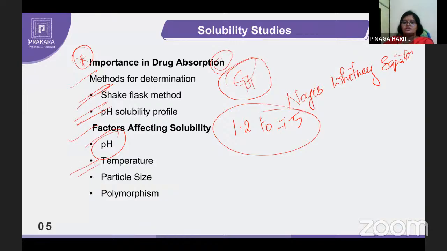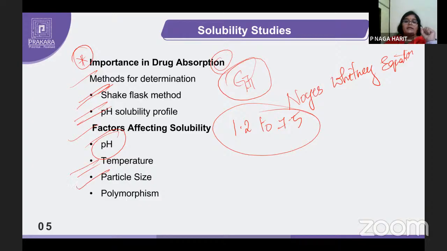And then the temperature. Typically the solubility increases with increase in temperature, but there exist certain exceptions, like the drugs which exhibit less solubility when the temperature is increased. You must have studied critical solution temperature in physical pharmacy. The same goes here.